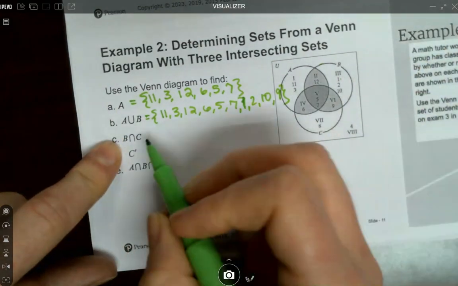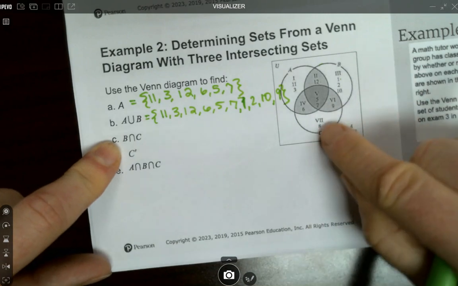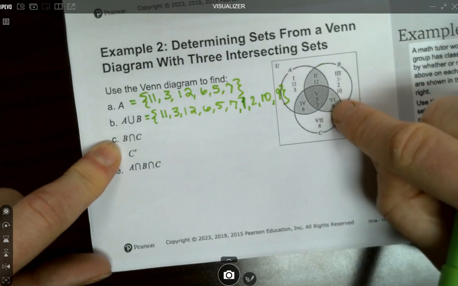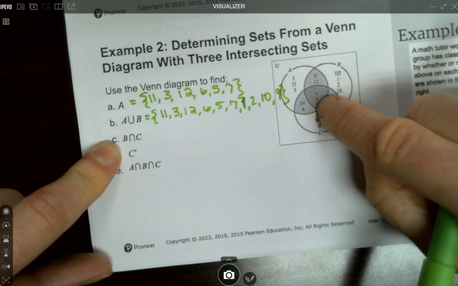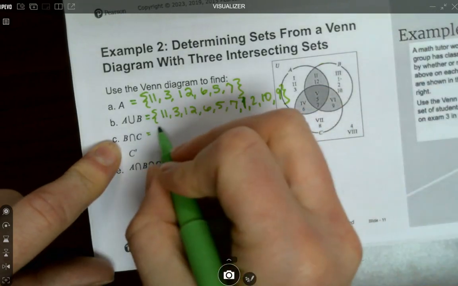Okay, intersect of B and C. So it's everything in common with B and C. So this is in common with B and C, but not A. This is in common with B and C and A. So it's going to be 5, 7, and 9.